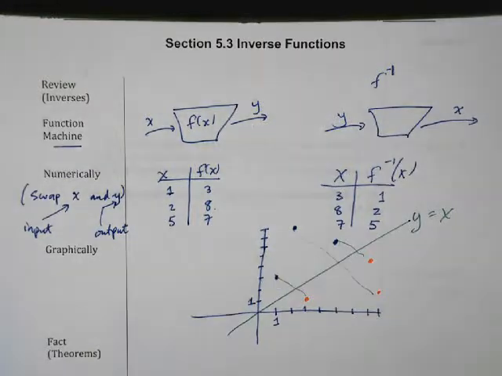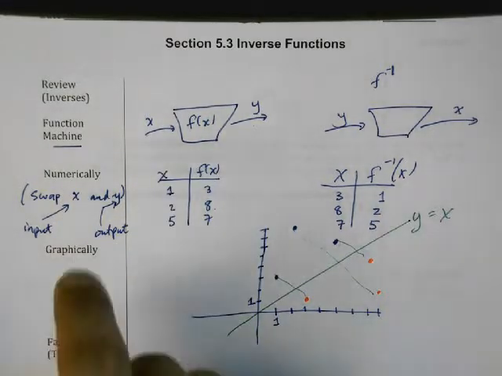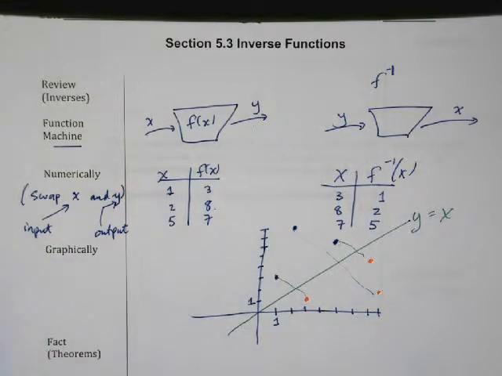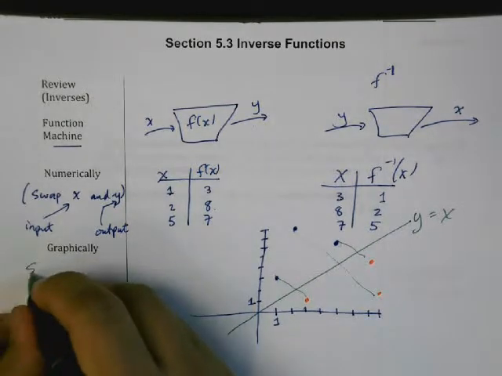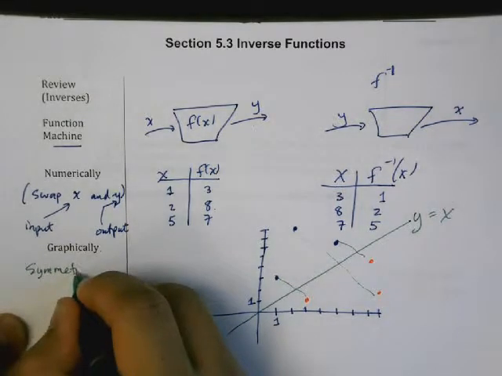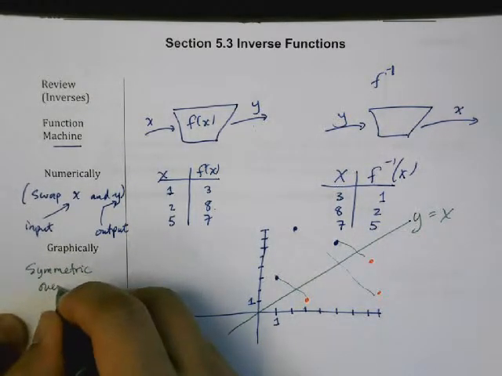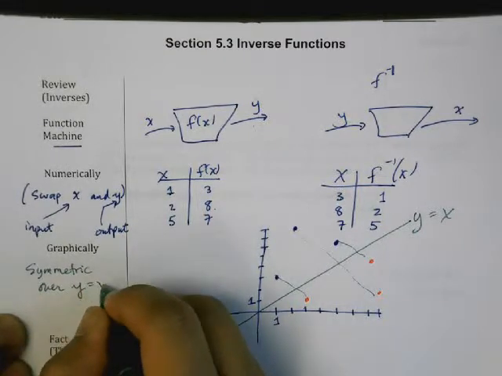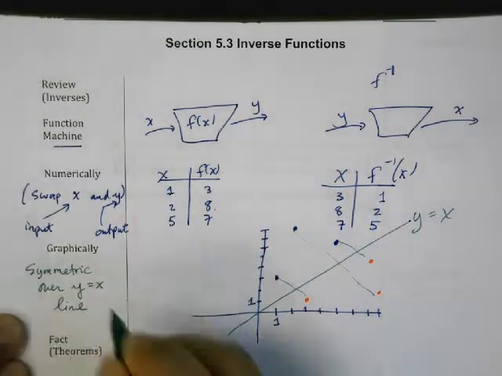I'm going through this pretty fast because I'm assuming you already know most of this stuff regarding the function machine, the numerical value, and the graphical value. So this is symmetric over the y equals x line.